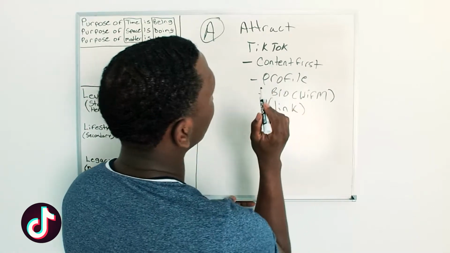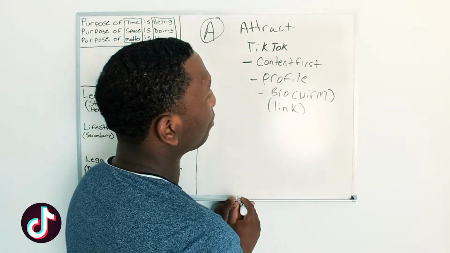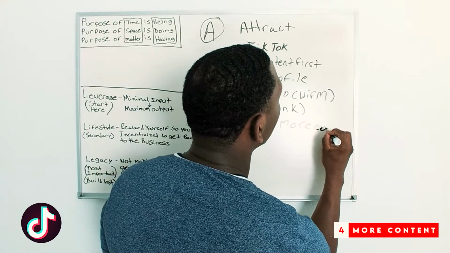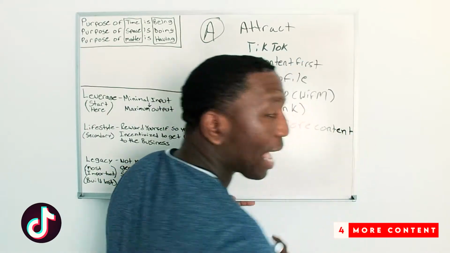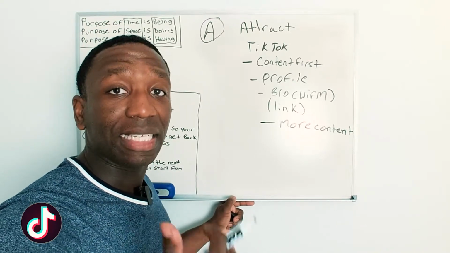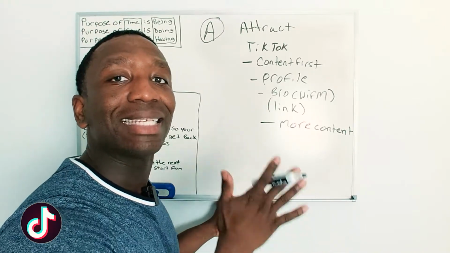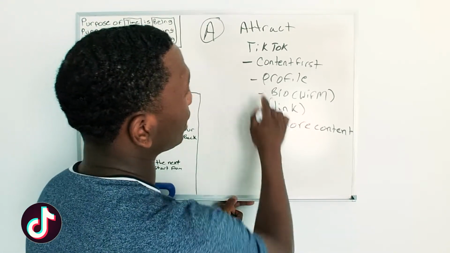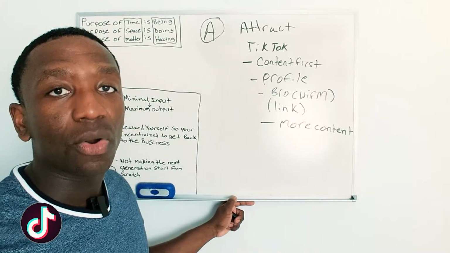All right, so boom, we got our content first, we got our profile, we got our bio with the link, and then guess what they're gonna do? They're gonna go look at more content. And guess what? The algorithms are pretty much tailored to keep showing things to people's highest engaged audience, right? So hopefully you get what I'm saying there. All right, so boom, this is the equation to build an audience on TikTok.